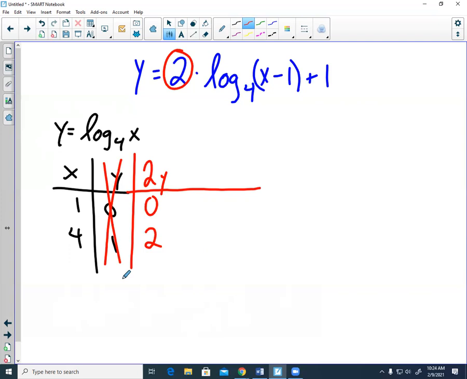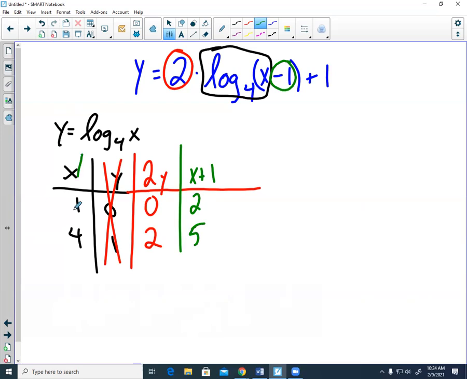Okay, then working left to right. I don't have to touch this log base 4 because that is the parent function. So this thing right here, I am not paying attention to one bit because that is the parent function, and all of that is already taken care of in those black letters, X and Y, right? So now I have this minus 1 right here. What does that minus 1 do? Moves it to the right. It's opposite. So it's going to take my X values plus 1. So 1 plus 1 is 2, and 4 plus 1 is 5, and then I'm going to cross off the column that I'm not using.